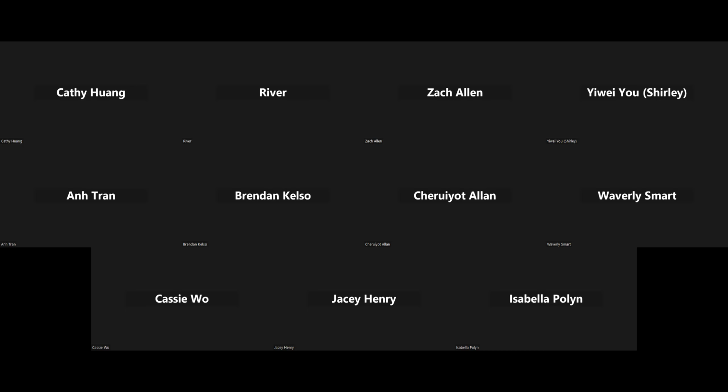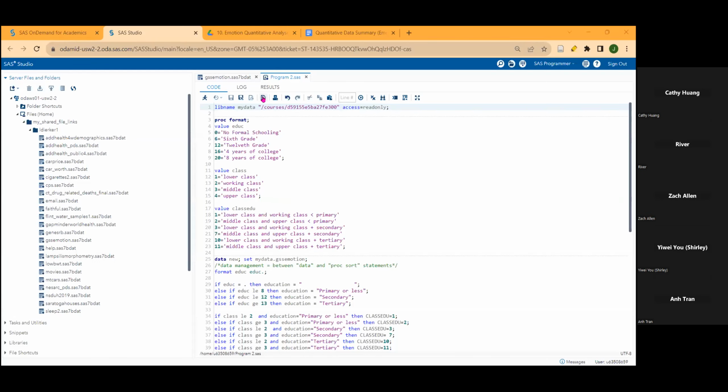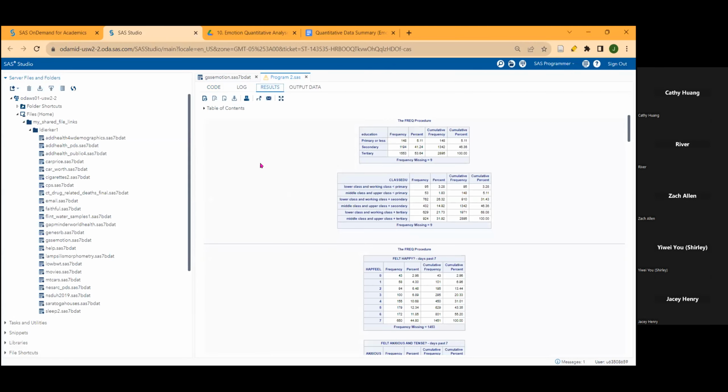Hi, I'm sharing my screen now. Thank you. Oh, good. Looks good. Yeah, you did a great job with your program. And you also did a great job with adding formatting, which is a good skill to have.